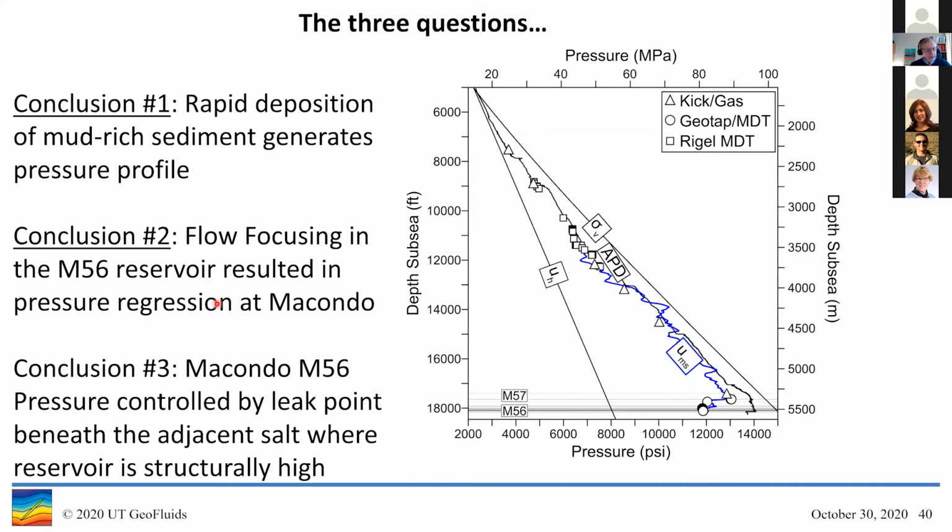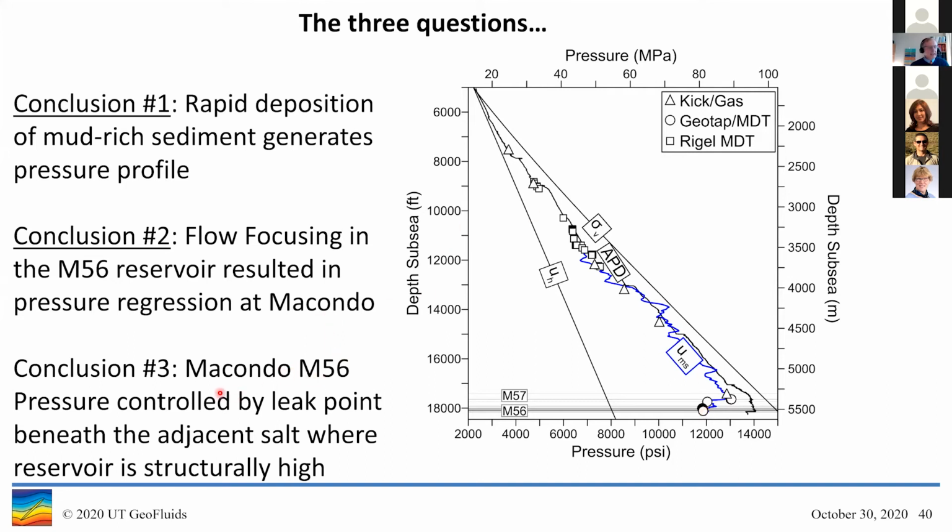Then the second conclusion is that this pressure regression is due to the presence of a connected aquifer that occurs over tens of kilometers. And that connected aquifer is controlled by the pressures of the bounding shale and also by the leak point. And what we are doing is penetrating that connected aquifer at a structurally low position, even though we are at Macondo.